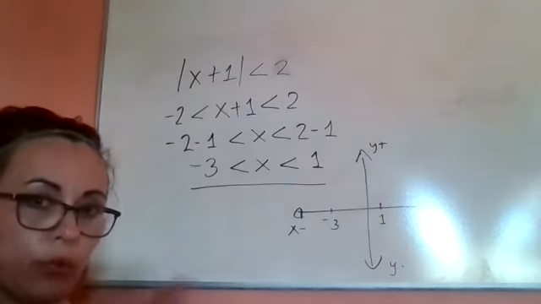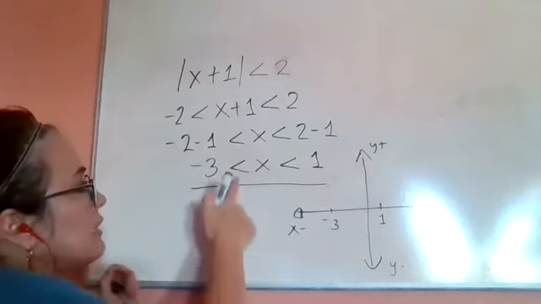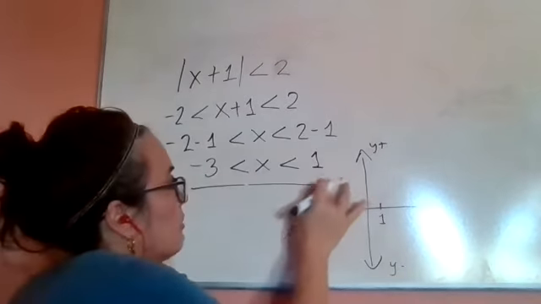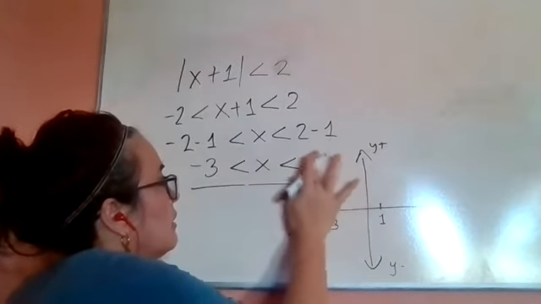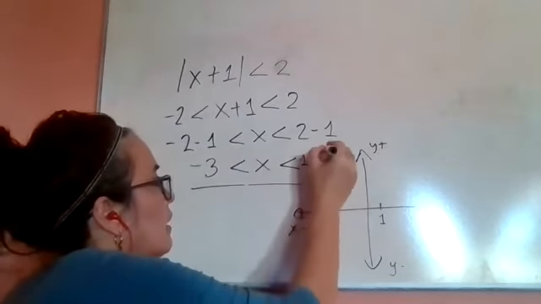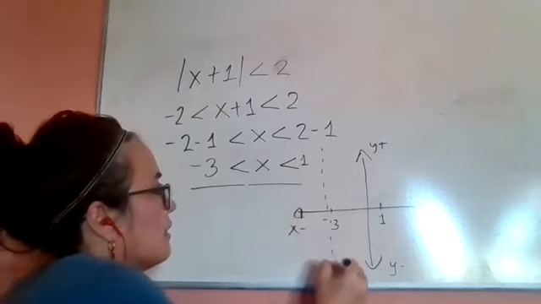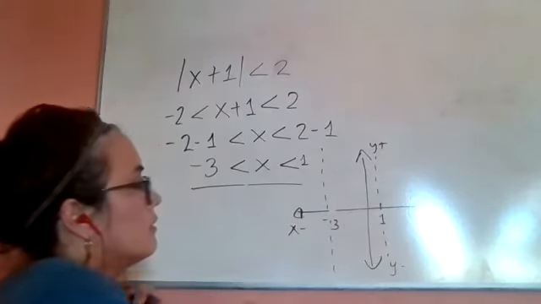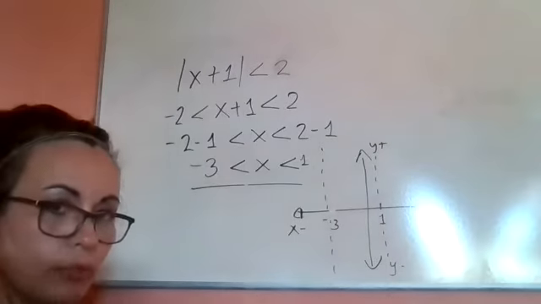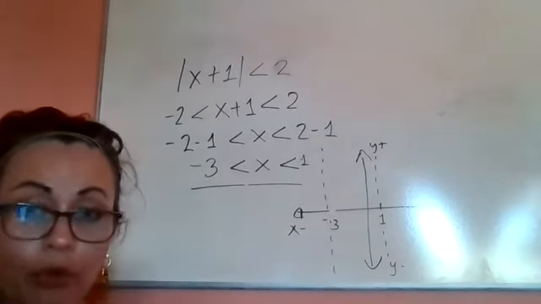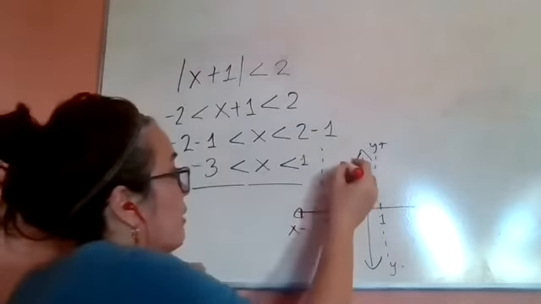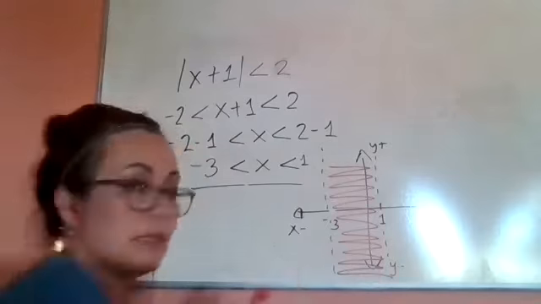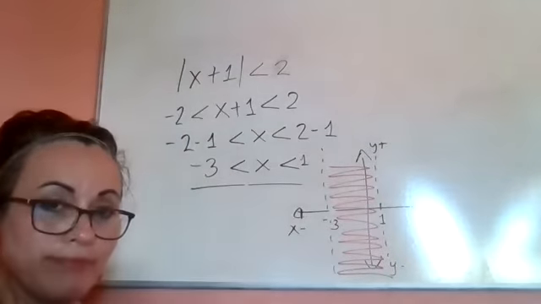And also I have to check what type of symbol I have. I see that I don't have any equal sign over here. So I'm going to use a dashed line for them, okay? What is going to be the area that I'm going to shade? Well, it's whatever I get in the middle of those two values. That's going to be my answer for this problem.